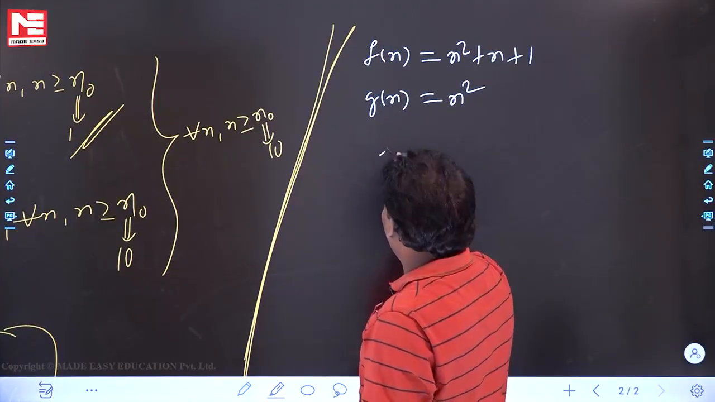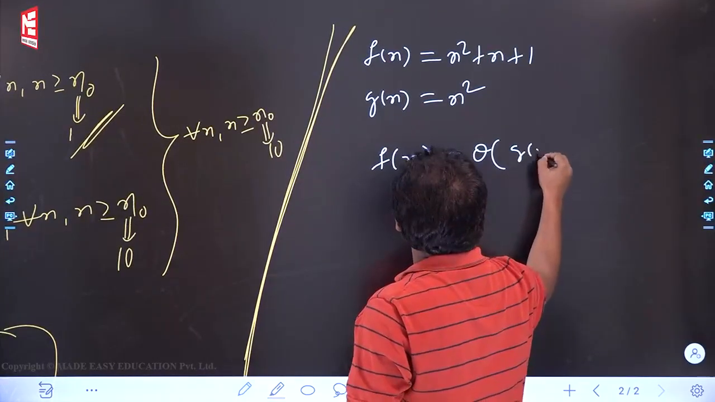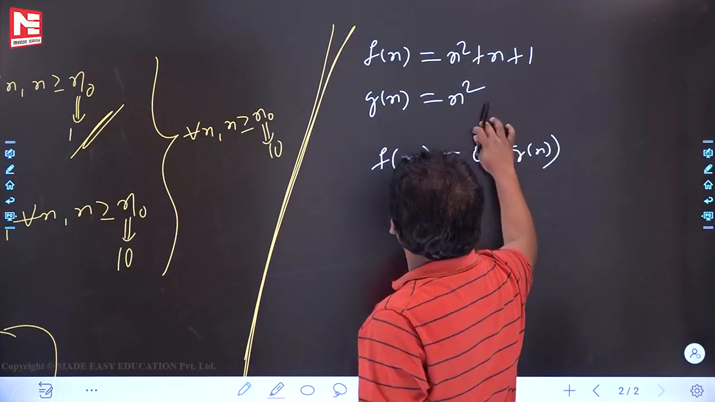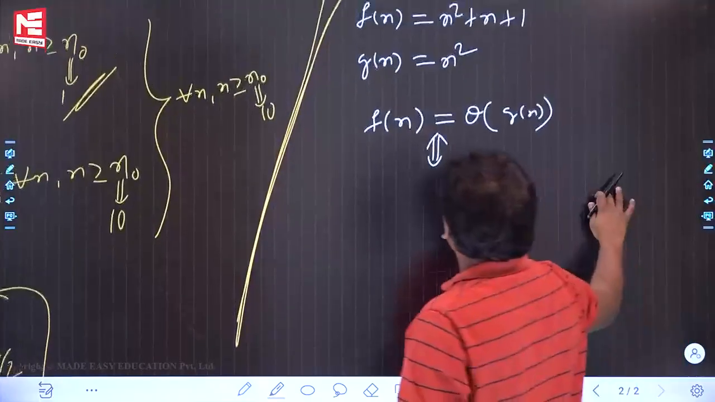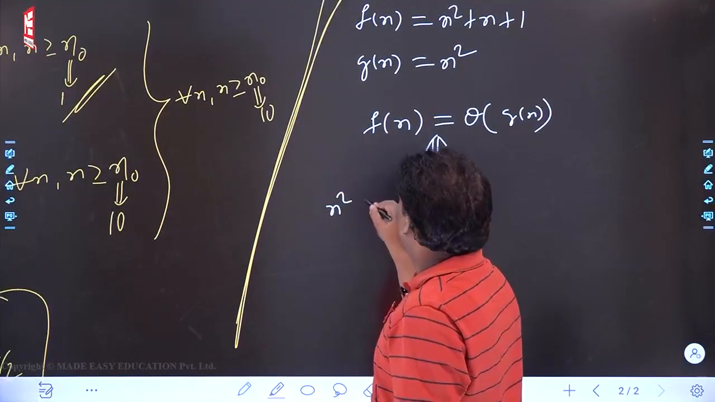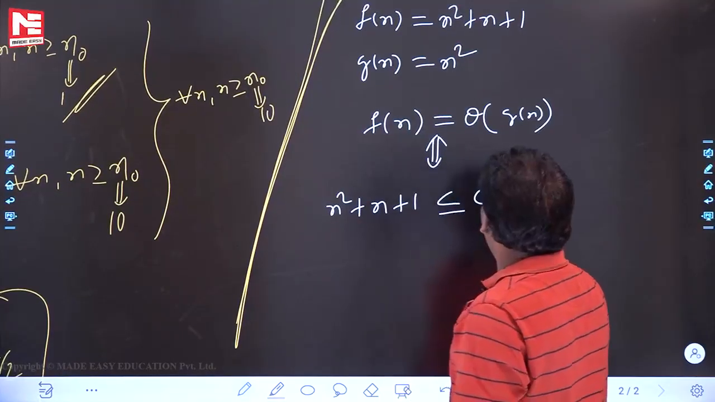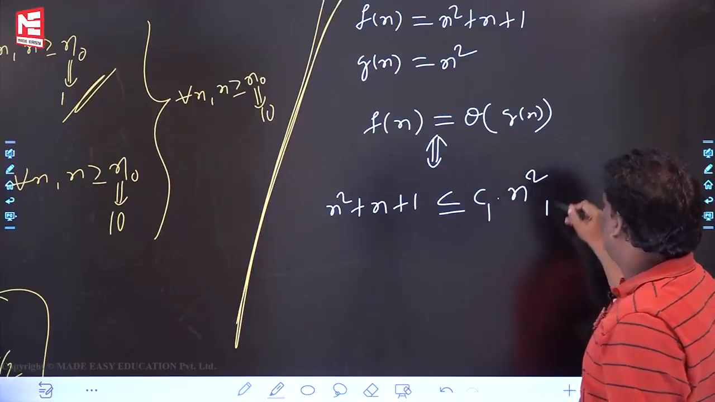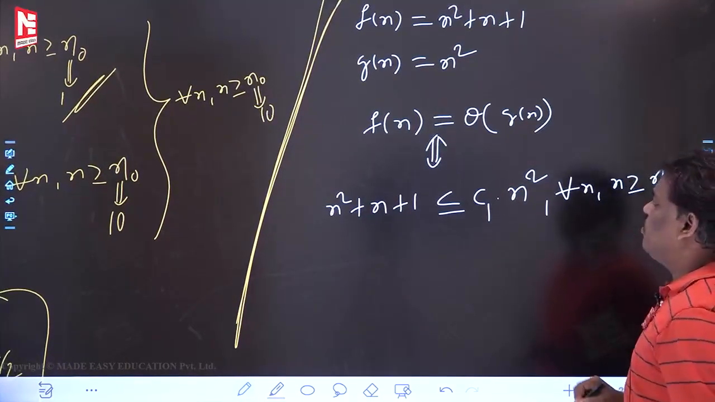Let's try. I want to prove F of n is equal to theta of g of n. I want to prove it. If you want to prove, what you have to satisfy? See the first one. N square plus n plus 1 is less than or equal to some C1 into g of n. What is the g of n? N square. Right? For all n, where n is greater than or equal to n0. Let me try. Is it possible?